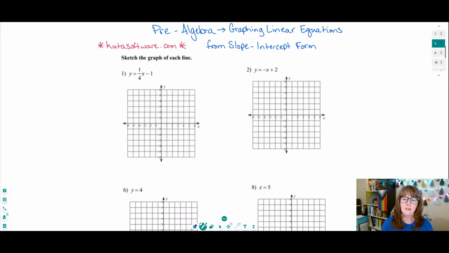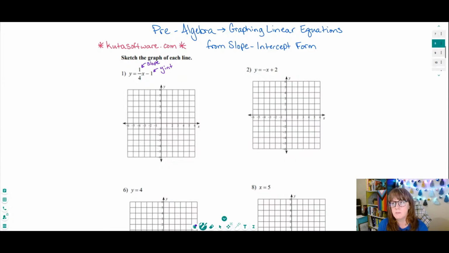All right. Let's go ahead and get started with graphing these lines that are in slope-intercept form. We're going to start here: y equals 1/4 x minus 1. When we're looking at these in slope-intercept form, the coefficient that's with x is going to be our slope, and the constant that's being added or subtracted at the end is going to be our y-intercept.